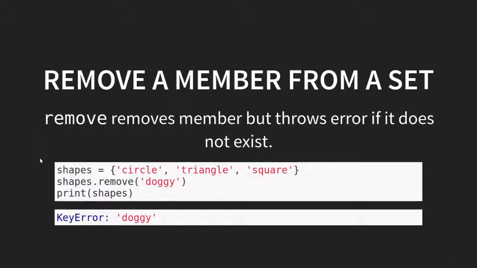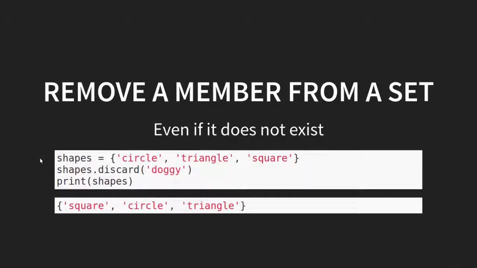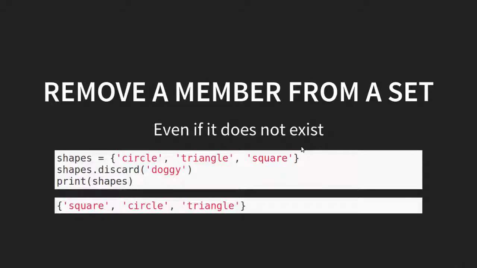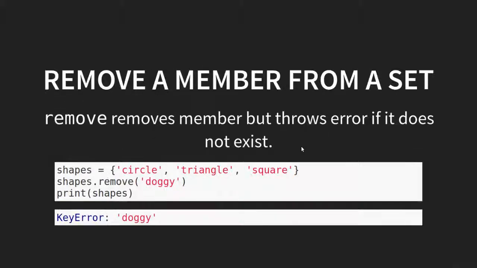Remove removes a member, but throws an error if it doesn't exist. All right, so this is the exact same code we had before. The only difference is instead of discard, we are using remove. So you have that same set we've been playing with this whole time, and now we're going to remove doggy and then print shapes. It won't do it. It's going to throw a key error. So if for whatever reason you wanted some kind of almost confirmation that you had removed an item from a set, this could be useful for you, but most commonly you'll be using discard.